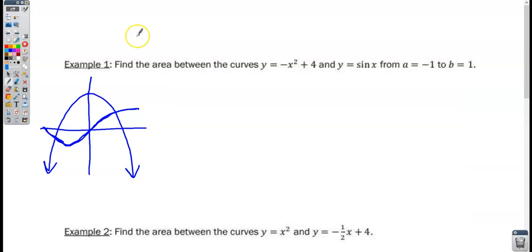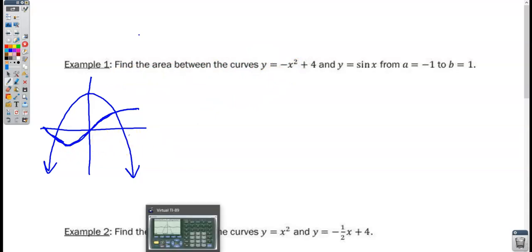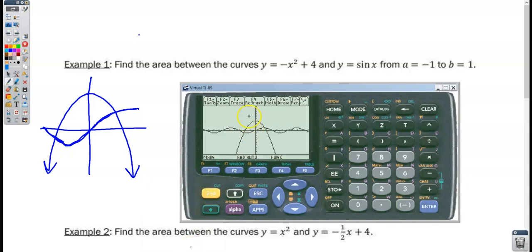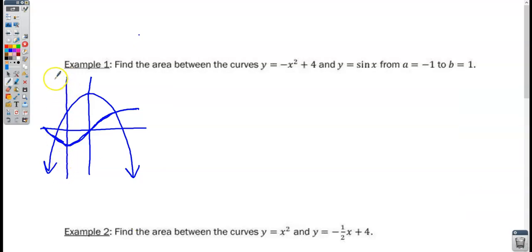So what we're looking at here is finding the area between these two curves from a equals -1 to b equals 1. And again, if you look at the graph, you see that a equals -1 and b equals 1 are right about here. Here's where x is -1, and right about here, here's where x is 1. And so we're finding the area of this region right here.